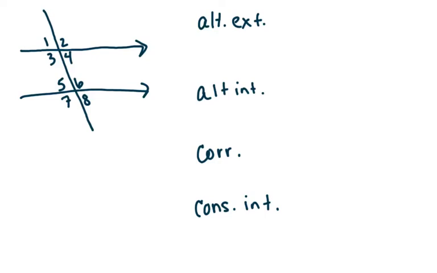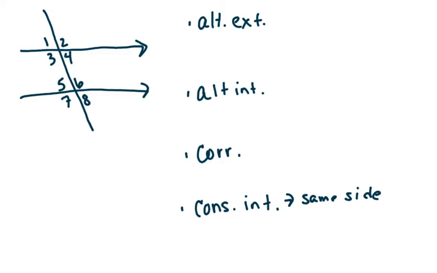Hey guys, so what we're going to do real fast is just do a little bit of a refresher on the 4 different types of angles that we talked about last time. So the 4 main ones are alternate exterior angles, alternate interior angles, corresponding angles, and consecutive interior angles, which I also know as same side.